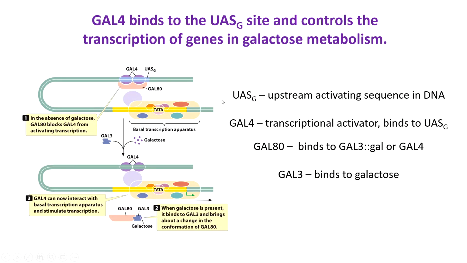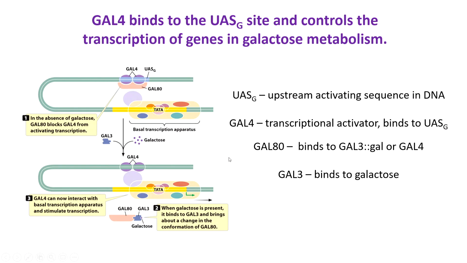So let's break this down and try to assign some terms and figure out how these things are working. So UAS, this is an enhancer. This is a sequence of DNA that when proteins are bound to it should result in an increase in gene expression. GAL4 is a transcriptional activator. So when it binds to the enhancer, it will increase gene expression. GAL80 is a transcriptional repressor, and so it reduces gene expression. And GAL3 is a transcriptional activator that only will increase gene expression in the presence of galactose, which makes sense.